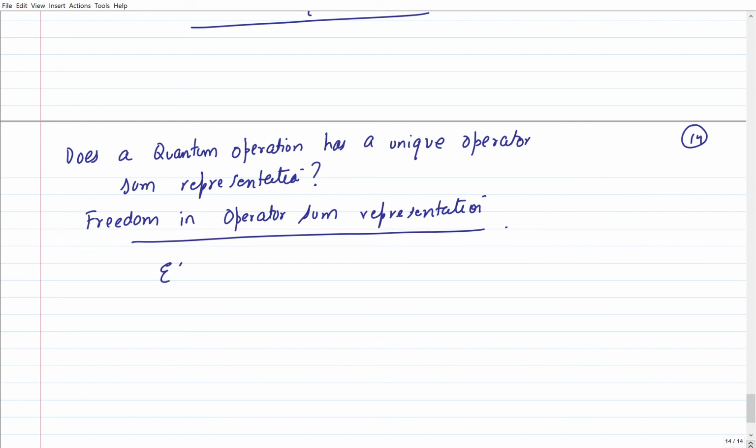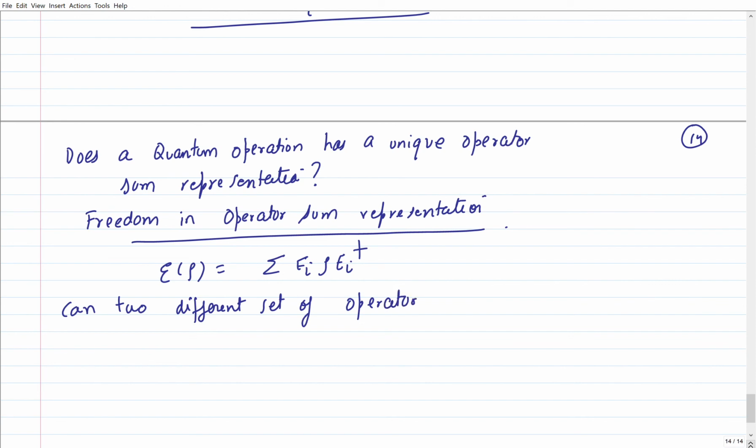So, given a quantum operation, can two different sets of quantum operation elements give rise to the same density matrix? That's another way of putting this question. Quantum operation elements give rise to the same density matrix.